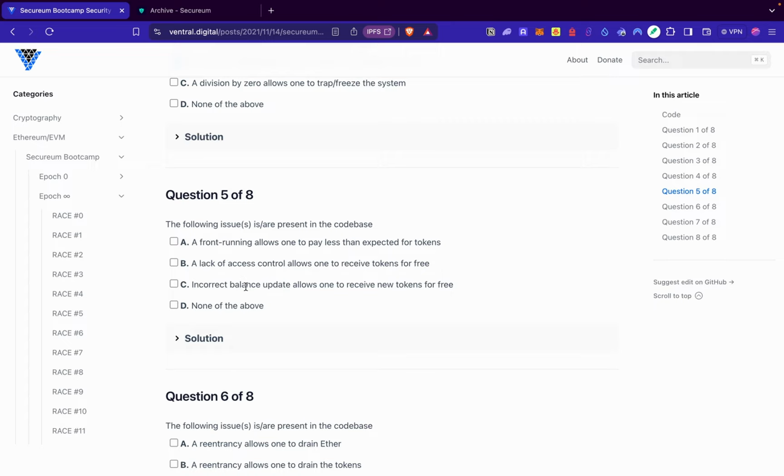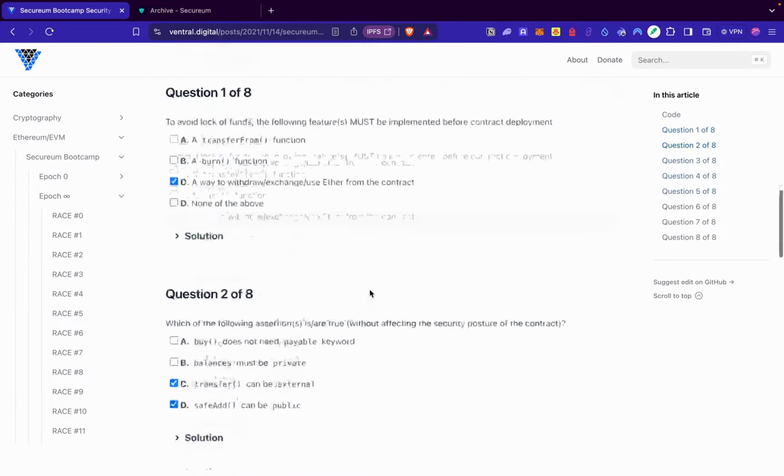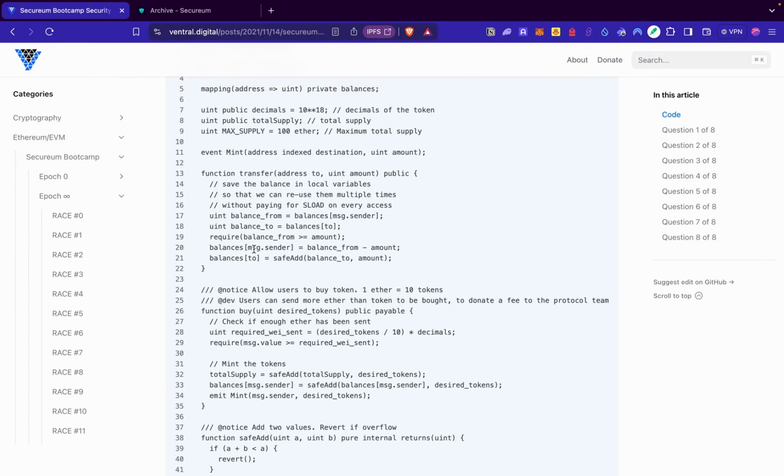Now, this is an interesting point. See, incorrect balance update allows one to receive new tokens for free. So, to understand this, we'll see the balance update in the transfer function. So, in this function, we are transferring a particular amount of tokens from the sender's account to the receiver's account. And you'll see here they have done a gas optimization trick that they are pre-storing the balances of the sender and the receiver's account so that they don't have to access them again and again. So they save some gas by not accessing the storage variables again and again. But this logic backfires in a particular case.